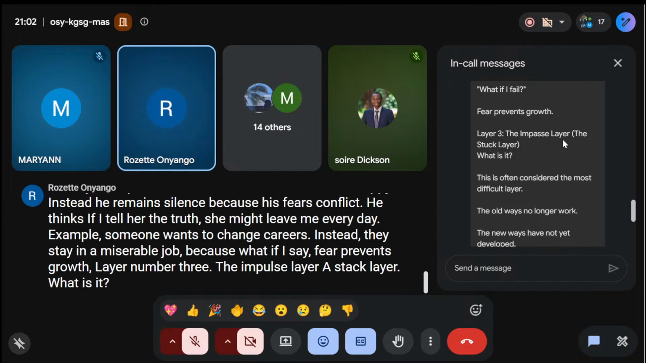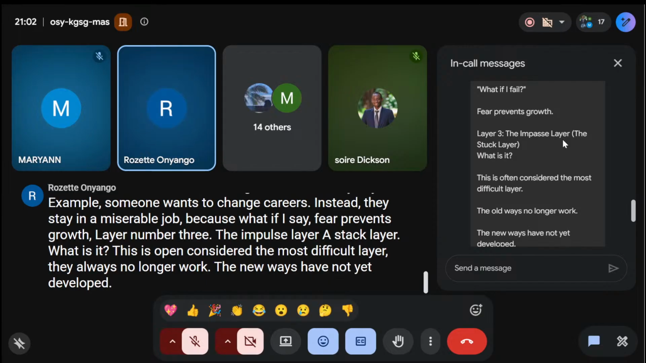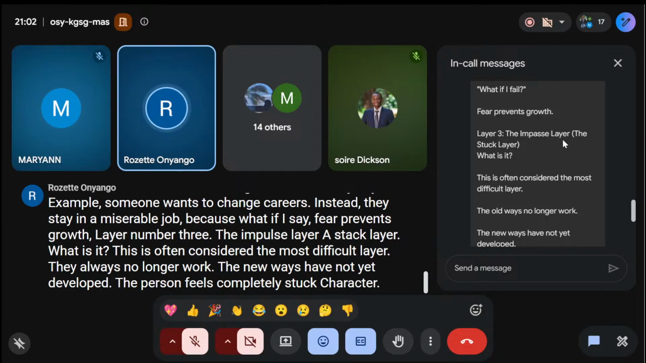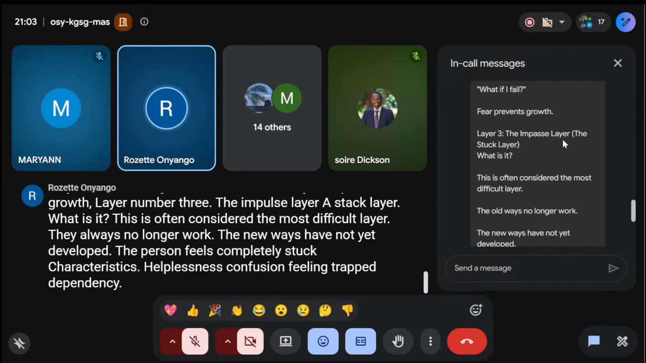What is it? This is often considered the most difficult layer. The old ways no longer work. The new ways have not yet developed. The person feels completely stuck. Characteristics: helplessness, confusion, feeling trapped, dependency, lack of direction.